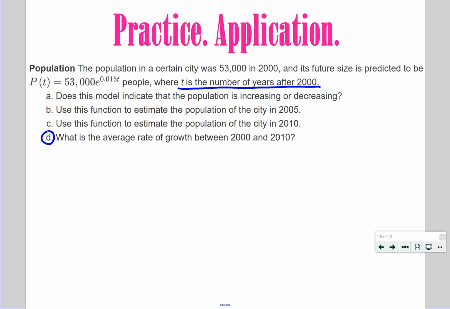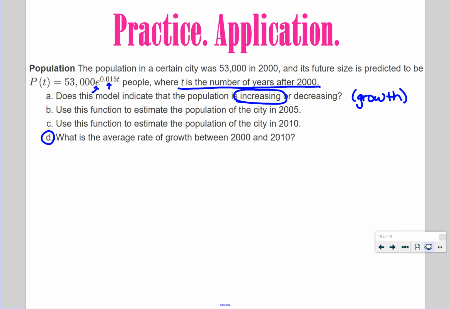Okay, so is it increasing or decreasing? Again, we just want to know, is it growth or decay? So we're going to look at the model here, or you can look at the graph. If you looked at the graph, that would give you a clue as well. My base, e, is a number bigger than 1. My k value here is also positive. So this is an exponential growth model, and it is increasing.